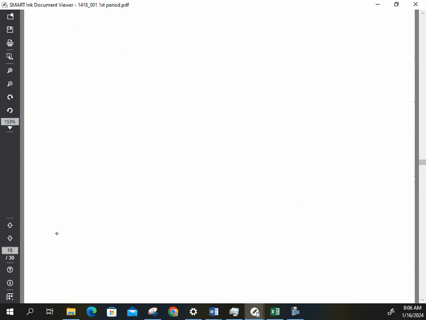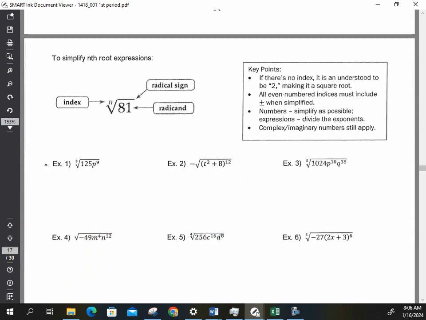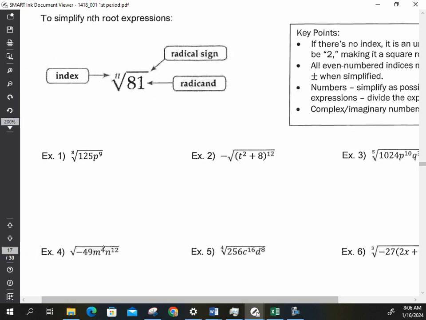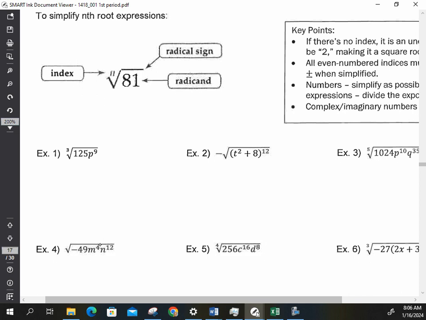With that being said, let's actually go through the process of simplifying nth root expressions, knowing that some of these are going to travel beyond the regular square root. Start right off with example 1. We have the third root of 125 p to the 9th power. Since you have a number and a variable, we're going to go ahead and separate it just for clarity's sake.